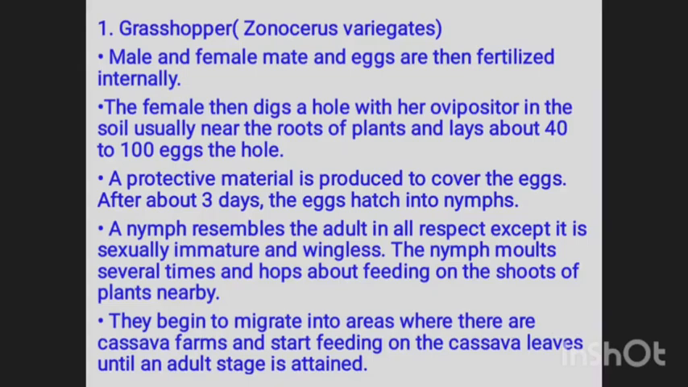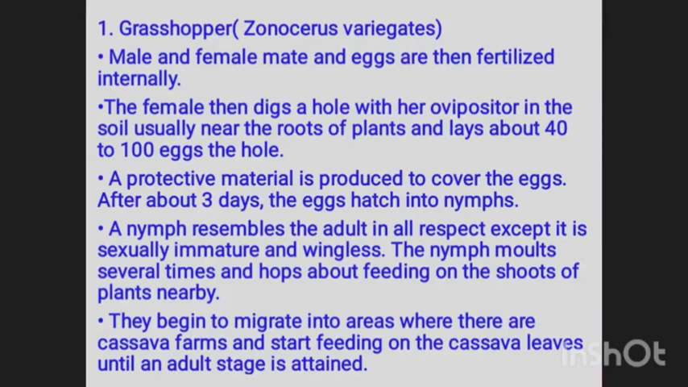Then number two, the female digs a hole with a structure in her body called the ovipositor. This ovipositor digs into the soil near the roots of plants and lays about 40 to 100 eggs in the hole. Next, a protective material is produced to cover the eggs. After about 3 days, the eggs hatch into nymphs.